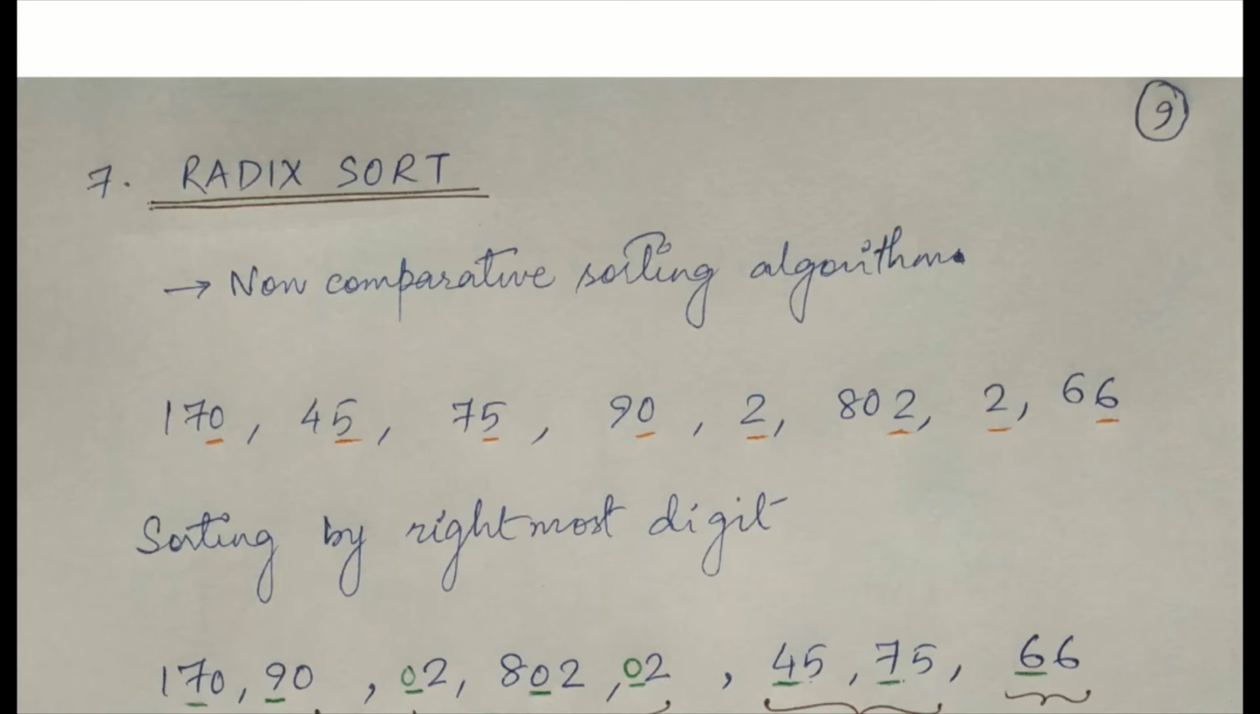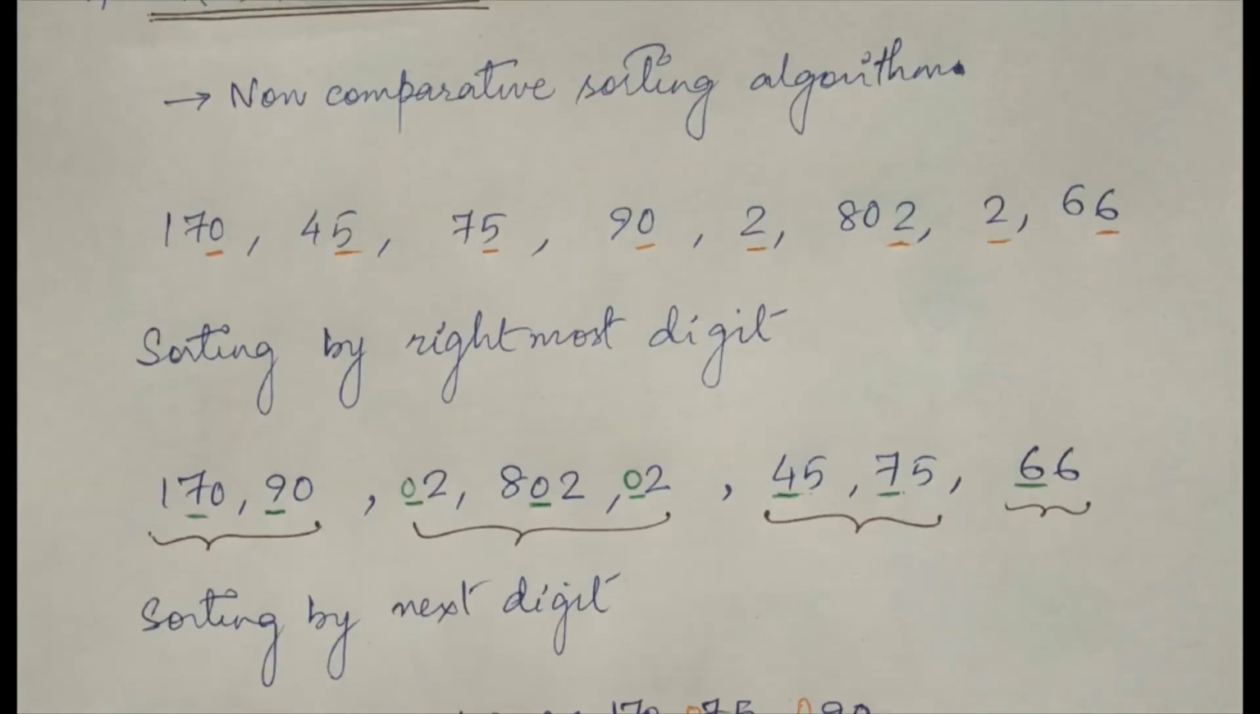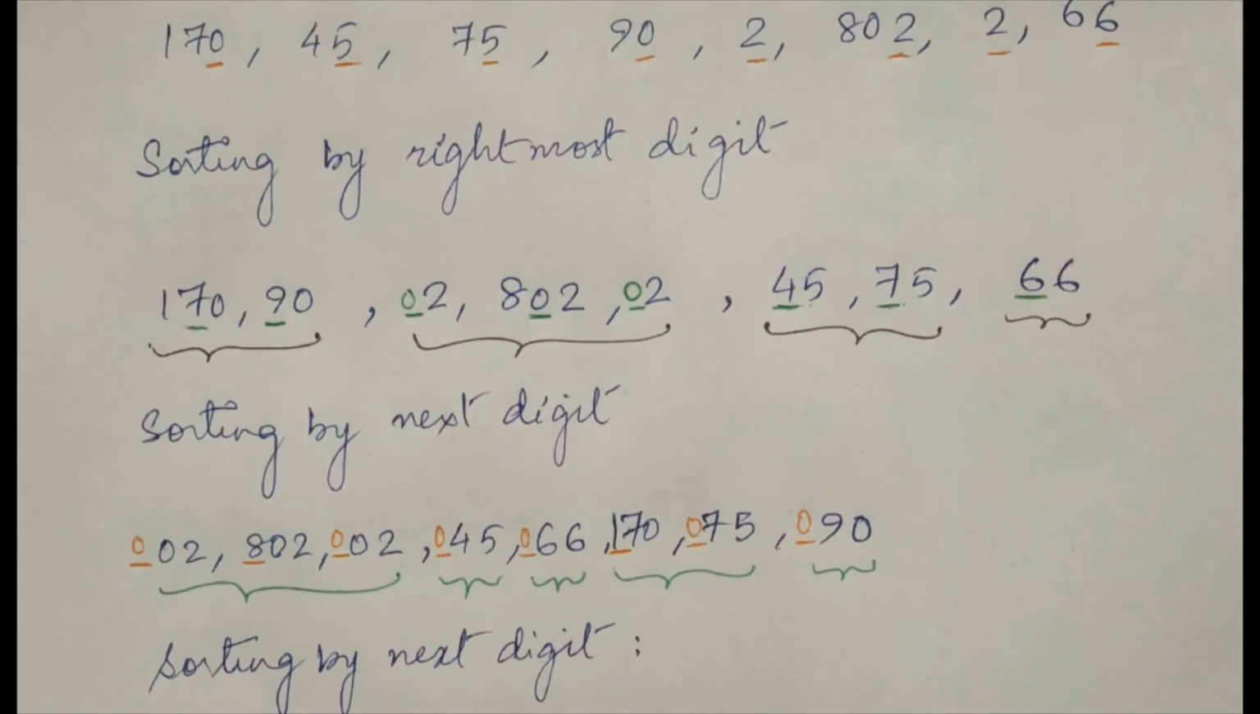So Radix Sort, you don't compare anything. You sort by the rightmost digit. So your rightmost digits will be sorted. You basically sort from the ones place. Whatever is less comes first. So 0, then 2, then 5, and then 6. Then you sort by tens place. So you don't sort within a bucket, you sort it overall.